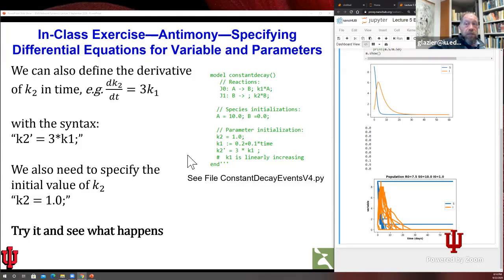If I write K2 prime equals 3 times K1, I have to give K2 an initial value. If I don't specify an initial value of K2, it'll crash, because to specify an ordinary differential equation, I have to specify an initial value. In the case of a chemical species, if I don't give it an initial value, it assumes it's 0. For ODEs, it won't assume it's 0, so it'll crash. That's something that we probably won't need today, but possibly will. So I wanted you to see that syntax as well.